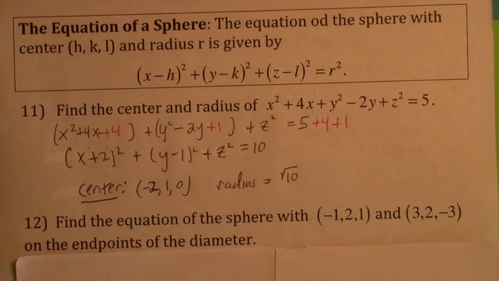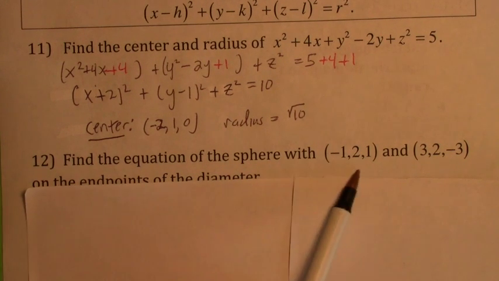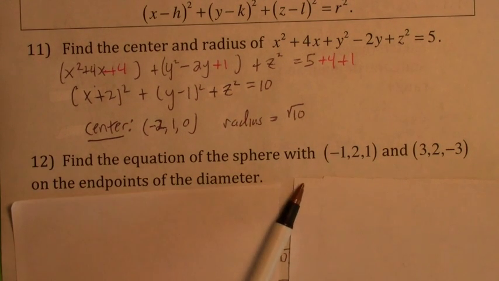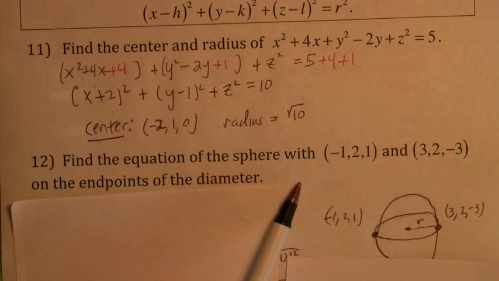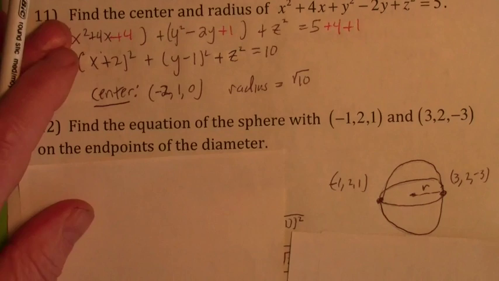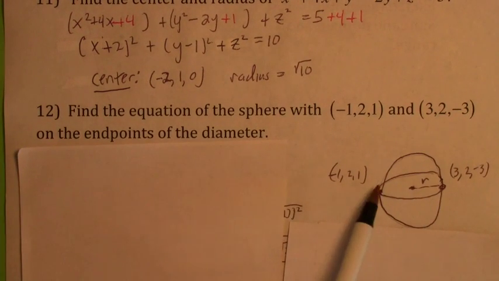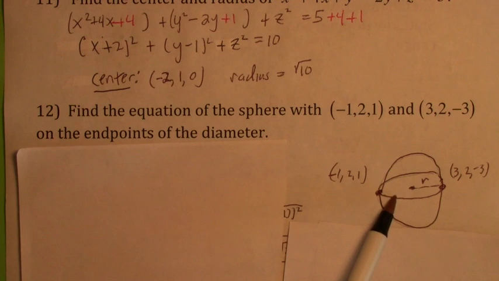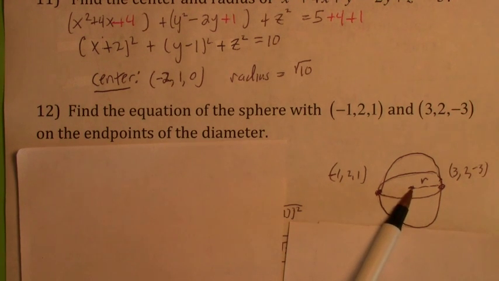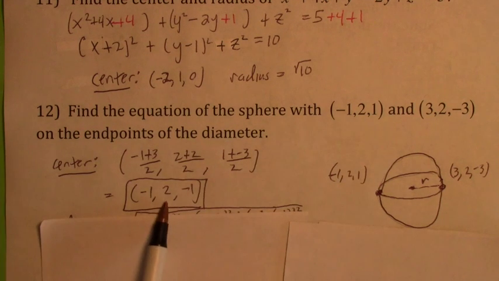How about this one? How would you find the equation of the sphere with these 2 points on the endpoints of the diameter? Well, of course, there's lots of diameters to a sphere, and this graph isn't really accurate, but it's good enough for what I need it for. If these are points on the endpoint of the diameter, you need to find the center. The center would be the midpoint, wouldn't it? The midpoint, you add the coordinates and divide by 2. So I get this. And you also need to know the radius.